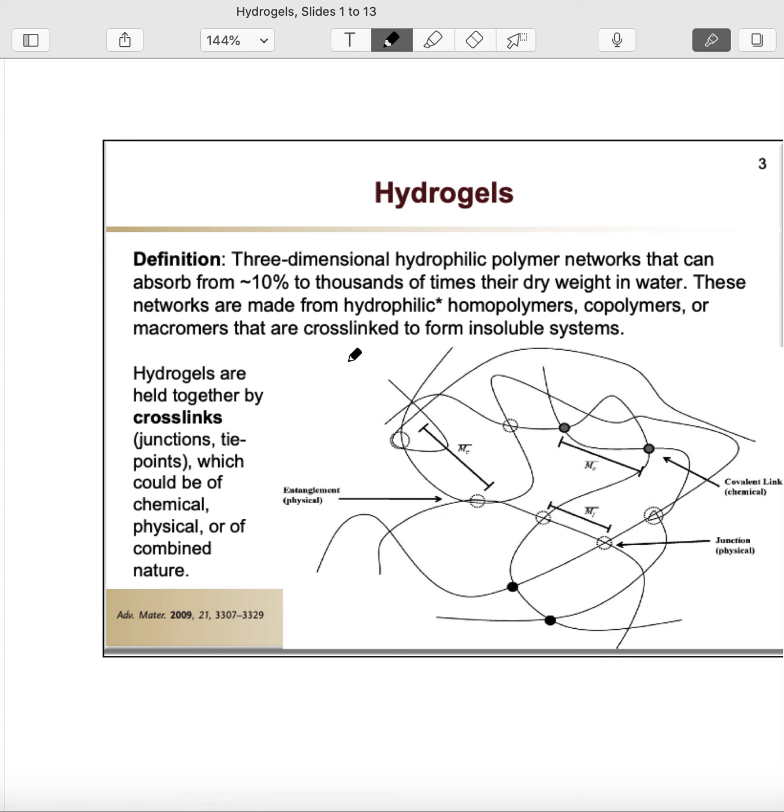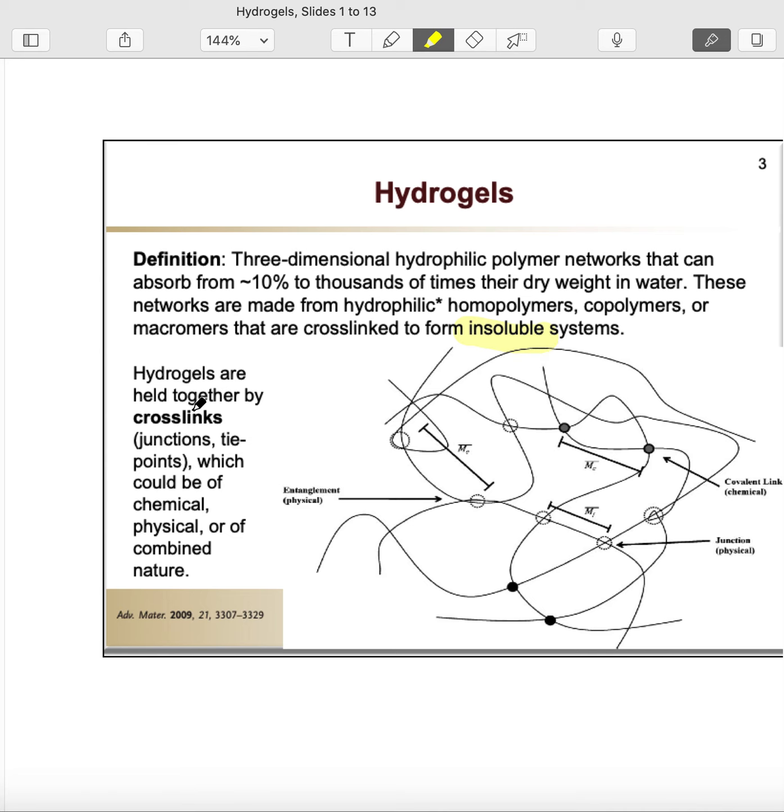So anyways, these networks are made from hydrophilic polymers, which could be homopolymers, copolymers, or macromers that are cross-linked in order to form insoluble systems. And this is important. So hydrogels are insoluble. They are cross-linked, and so even though they are very hydrophilic and they might absorb a lot of water, these hydrogels will swell, but they will not dissolve unless the cross-links are broken.